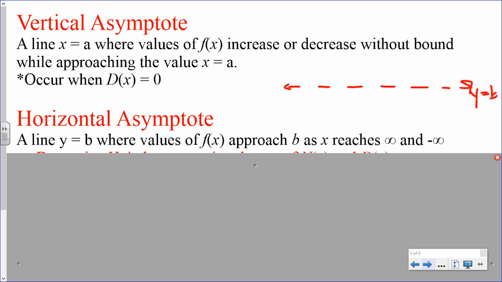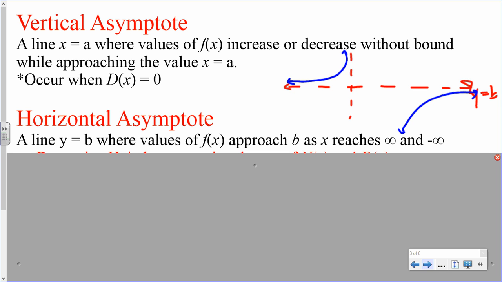So a horizontal asymptote. As x reaches infinity, then our y values need to approach the horizontal asymptote. As our x values go towards negative infinity, our y values need to approach the horizontal asymptote. Okay? Can we cross the horizontal asymptote? We can.